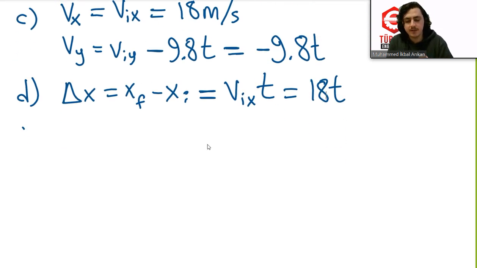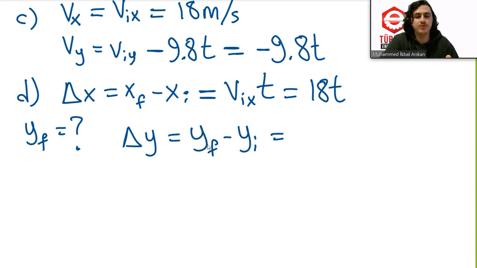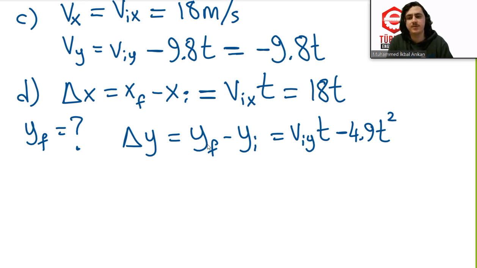What about y? How can I find y final as a function of time? I will take delta y, which is y final minus y initial, and it will be equal to v initial y times time plus 1/2 acceleration times time squared. And because half of my acceleration will give me minus 4.9 and then t squared. And we know this formula from the previous video.